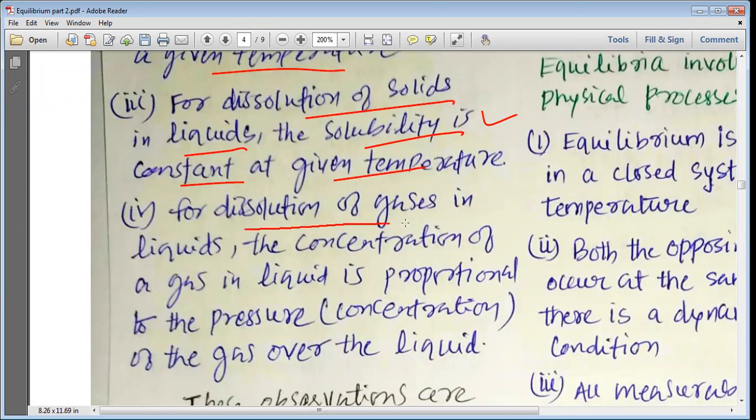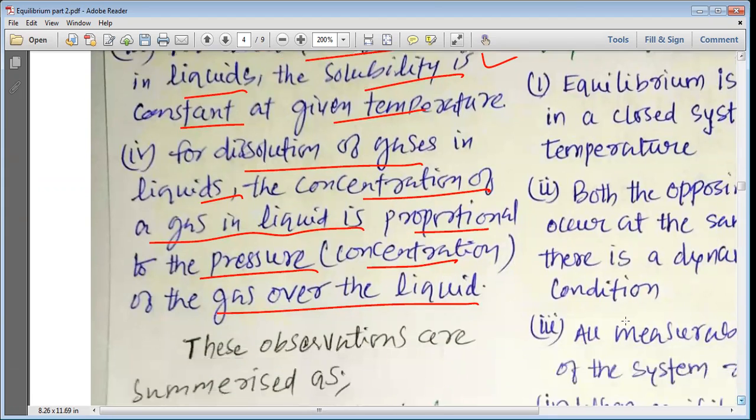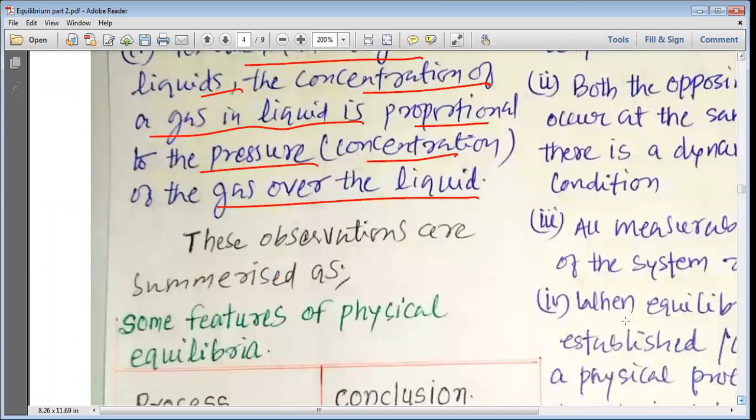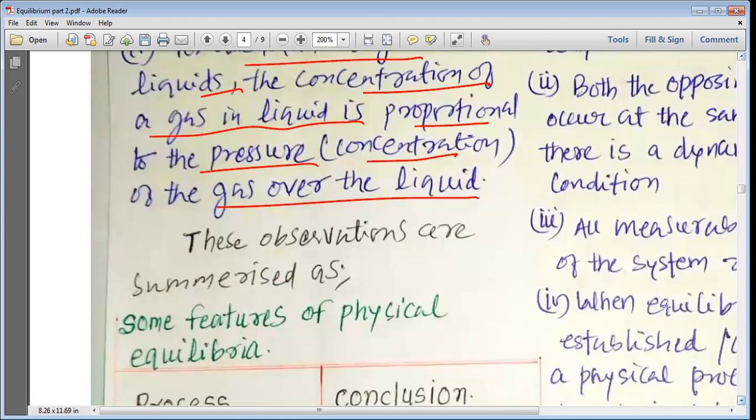Same way for dissolution of gases in liquid, the concentration of a gas in liquid is proportional to the pressure, that is concentration of the gas over the liquid. So that is what the partial pressure or the pressure remains constant when there is an equilibrium between the gas dissolved in liquid. So these are the properties that remain constant.